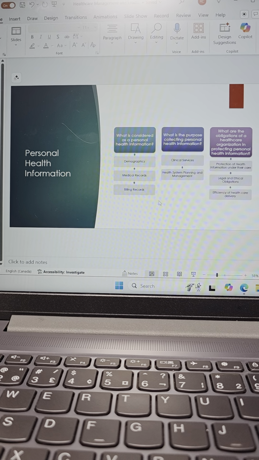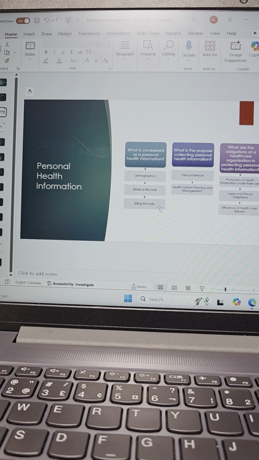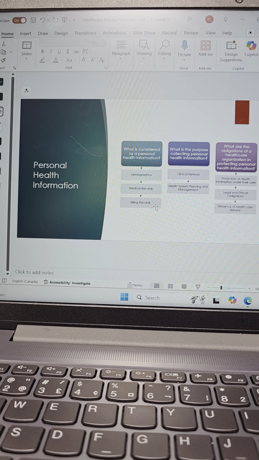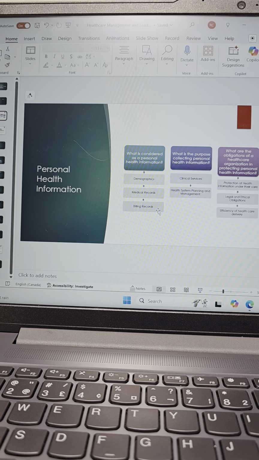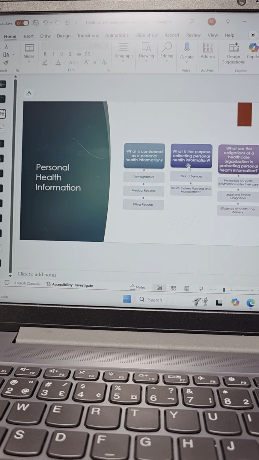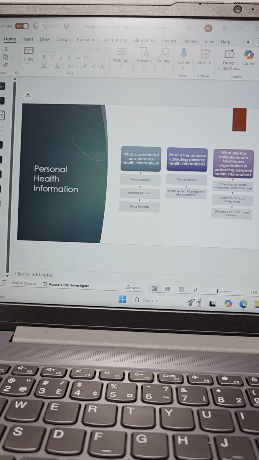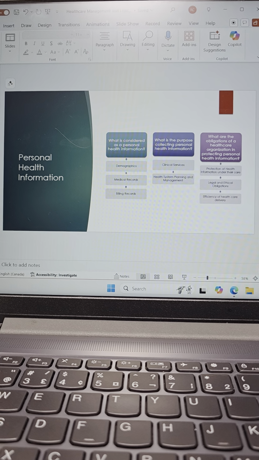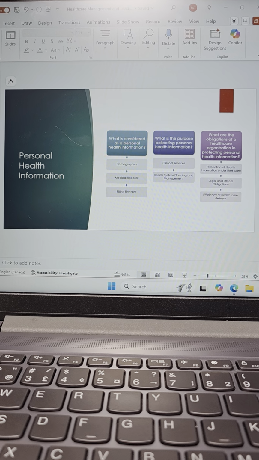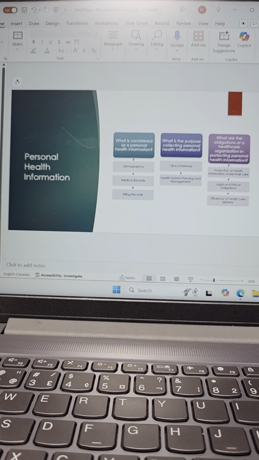And then finally is billing records. It could also contain personal health information along with some insurance data or current healthcare plans. Over here, what is the purpose of collecting personal health information? Personal health information is collected for clinical services and health system planning and management.